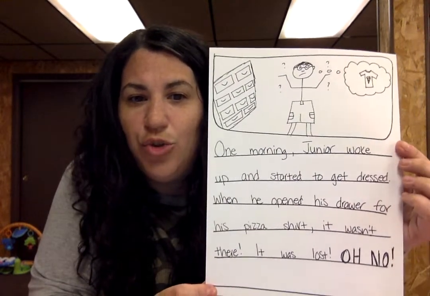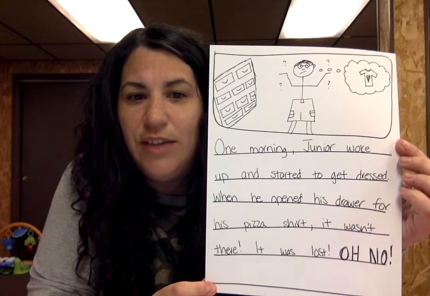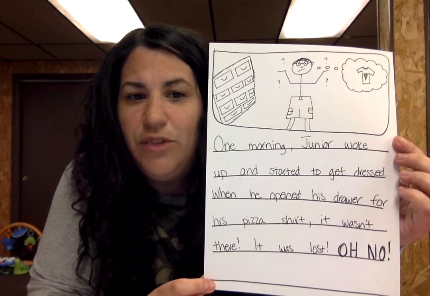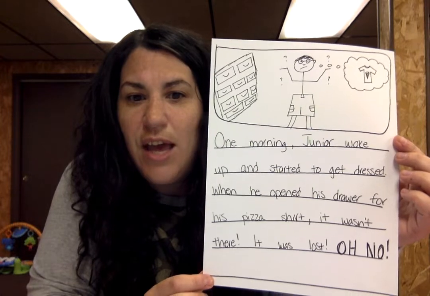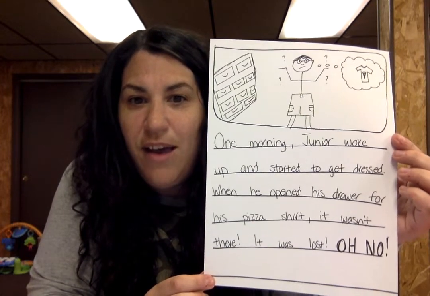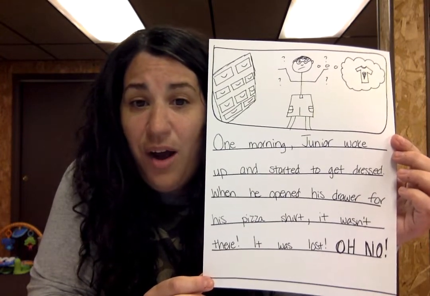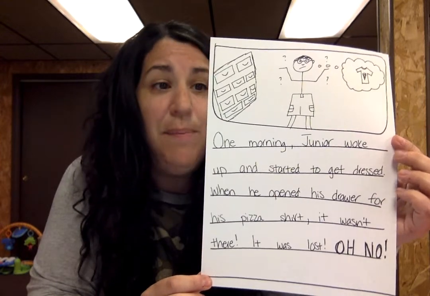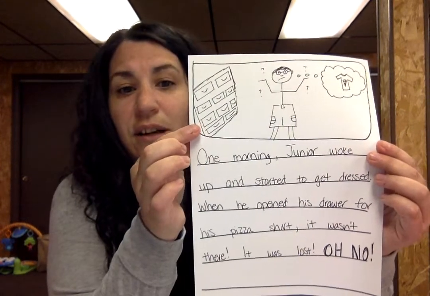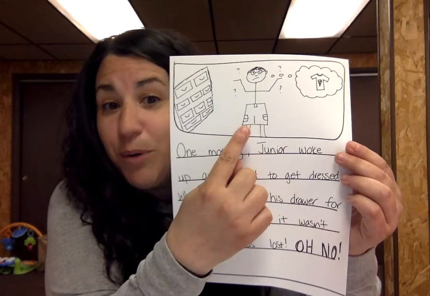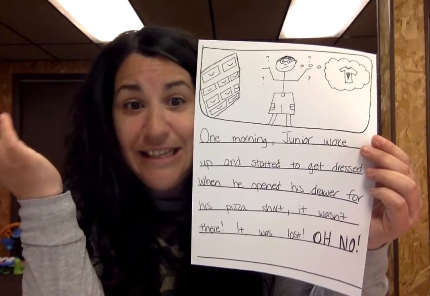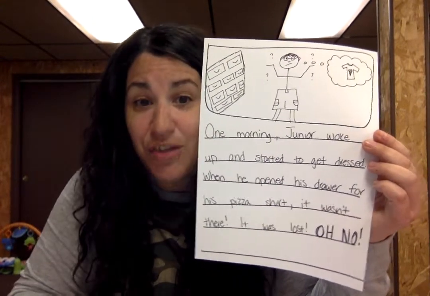One morning, Junior woke up and started to get dressed. When he opened his drawer for his pizza shirt, it wasn't there. It was lost. Oh no! And look at my picture. Here's his dresser. And there's Junior. He's wearing his shorts, but no shirt. And he's thinking, where is my pizza shirt?